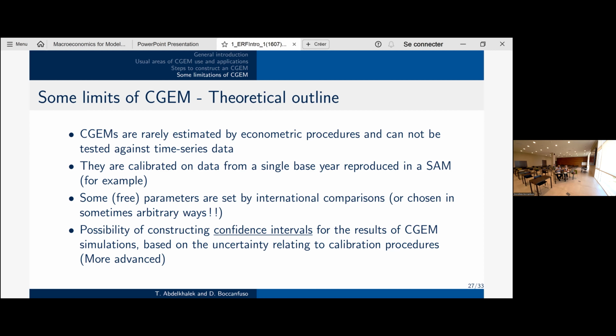In more advanced work, there is a possibility to construct confidence intervals for the results of a CGE model, but the limit is that CGE models are not estimated like other models because we are not using time series data and there is no stochastic component in the equations of a CGE model. It's unlike a DSGE or other types of models.